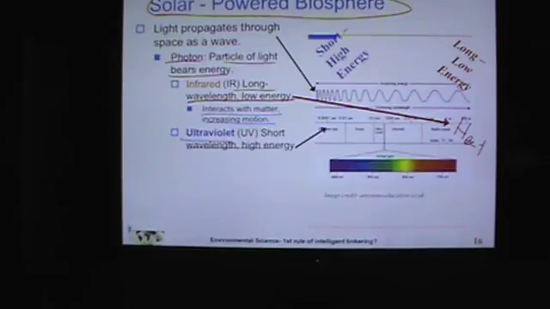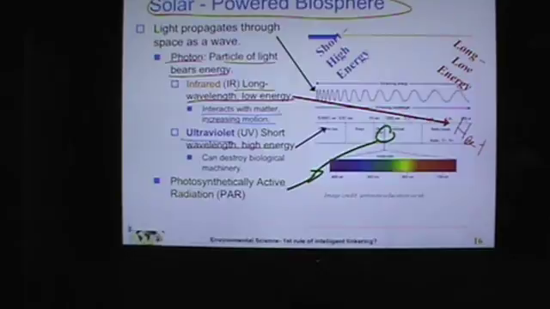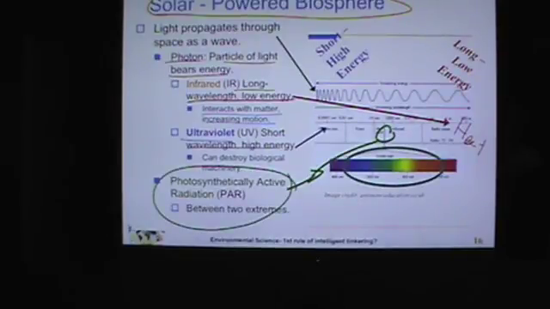UV, short wavelength, high energy radiation. UV is so high in energy, it can destroy biological machinery. PAR, that is what we're talking about, photosynthetically active radiation. I told you we'd get there. That is a very, very narrow band of this entire electromagnetic spectrum. Very narrow, but that is the part that we can actually see. That's the visible part of it, right there. PAR is between the two extremes of infrared and ultraviolet. Kind of a sweet spot.